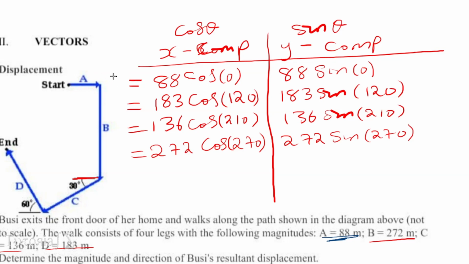0. It's 88, so this would be 88 meters. Then here cos 120 times 183. It's negative 91.5. Is it 91.5? Yes. All right. Then the next one, what will be the next one?